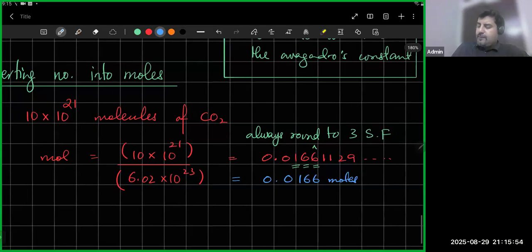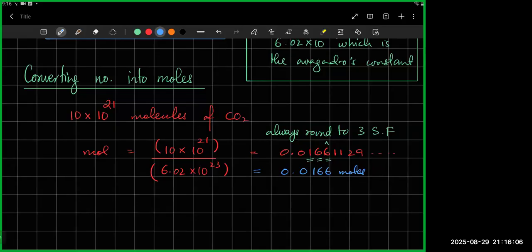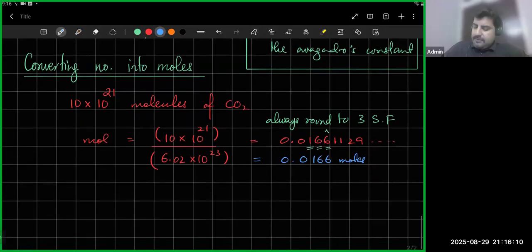So make sure you follow this habit. Always round numbers to 3 significant figures. Is that clear? Three significant figures. And so that's converting into moles. Okay, let's do another one.